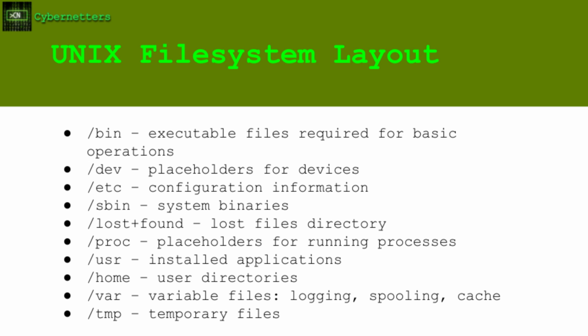/home is for personal directories for each user. /var is for variable files like logs, caches, and print jobs. /tmp is temporary files that are automatically cleared after reboot, and then you have /lost+found, which stores recovered files after a system crash.